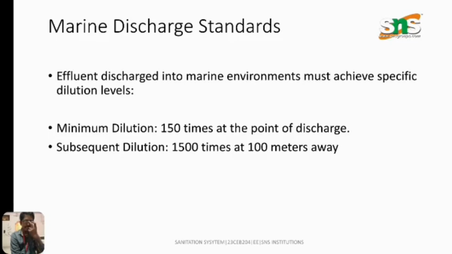Marine discharge standards. The effluent discharged into a marine environment must achieve specific dilution levels. That is, minimum dilution is equal to 150 times at the point of discharge. Subsequent dilution is equal to 1500 times at 100 meters away. It should be diluted because people may live across the water bodies, so it should not pollute or affect the people. So they are maintaining the dilution, minimum dilution is 150 times and maximum dilution is 1500 times.